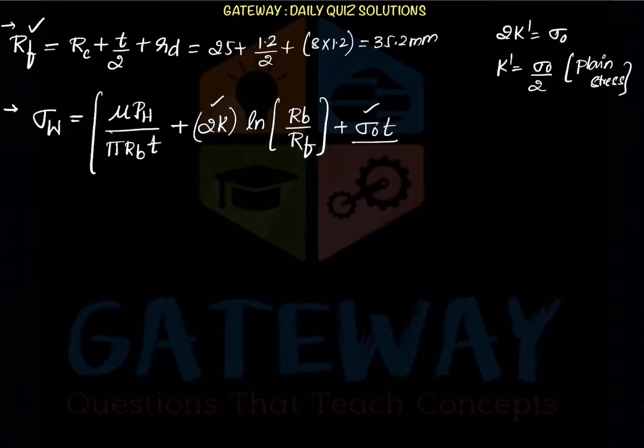Okay, so sigma naught T upon 4 into Rn, we did not calculate Rn here, we'll do it, into e power mu theta. In this question, the angle between the blank and the die is not given. So if it is not given, then we'll be taking it as 90 degrees. 90 degrees is nothing but 90 into pi upon 180 to convert into radians. Okay, what is Rn here?